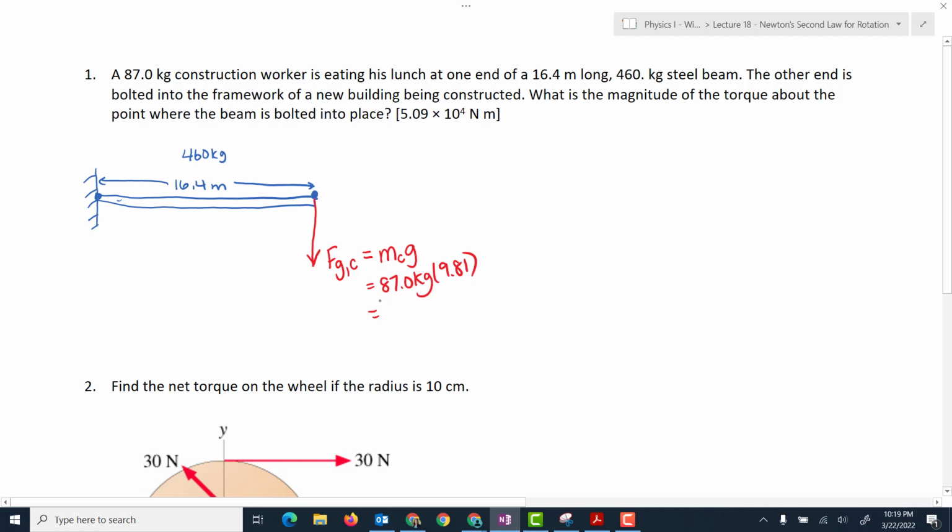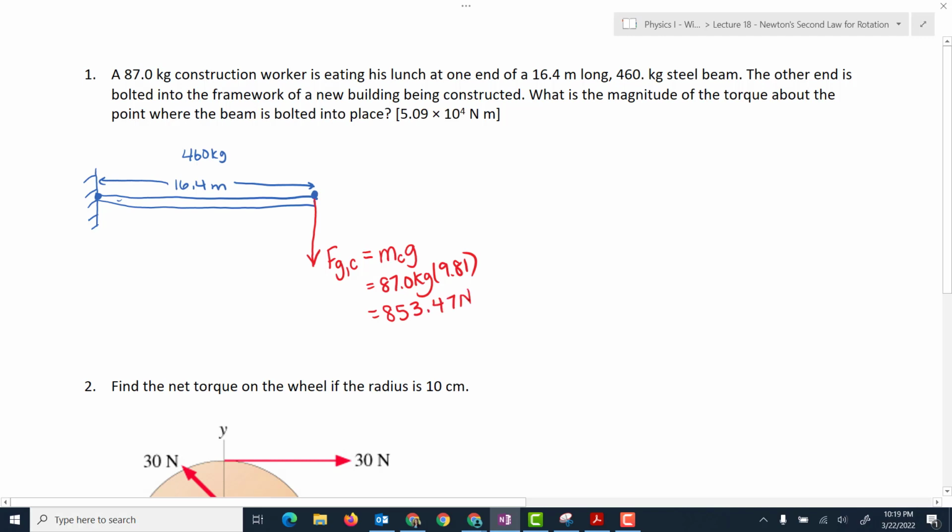And when I multiply those together, I'm just going to do that on my calculator. 87 times 9.81, and I get 853.47 newtons. So that's one force.